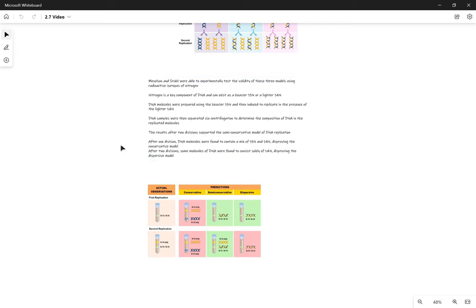The DNA samples were separated so you could determine the composition of the DNA in the replicated molecules. So after one division, the DNA molecules were found to contain a mix, disproving the conservative theory. After two divisions, some molecules were found to consist solely of 14N, disproving the dispersive model. So here's what was seen after the first reaction: a mix, and a second replication, some 14N only strands and some mix.